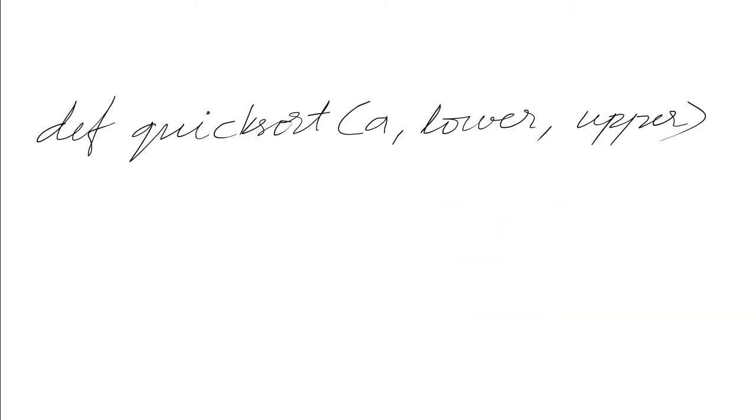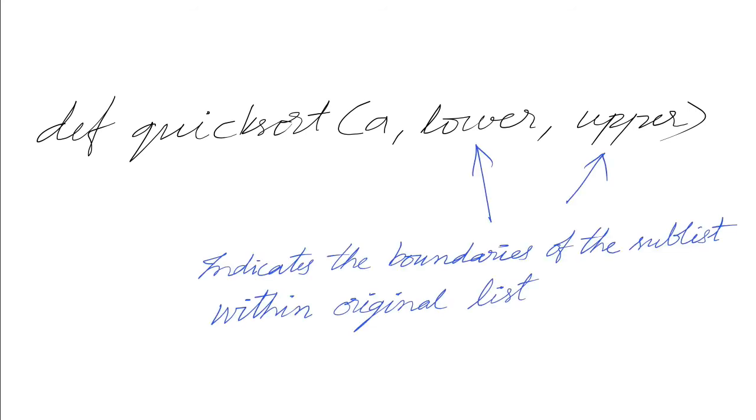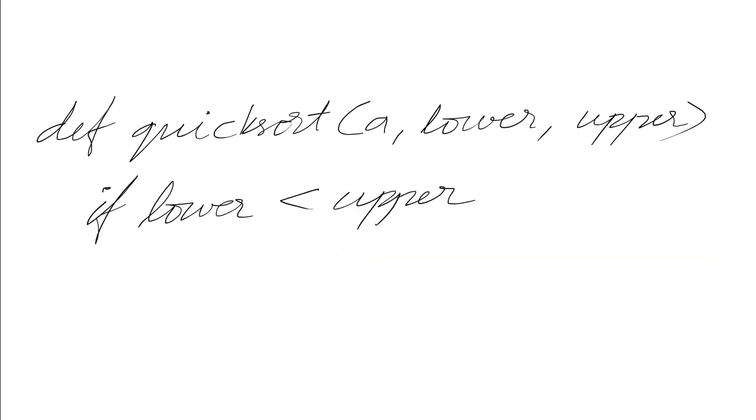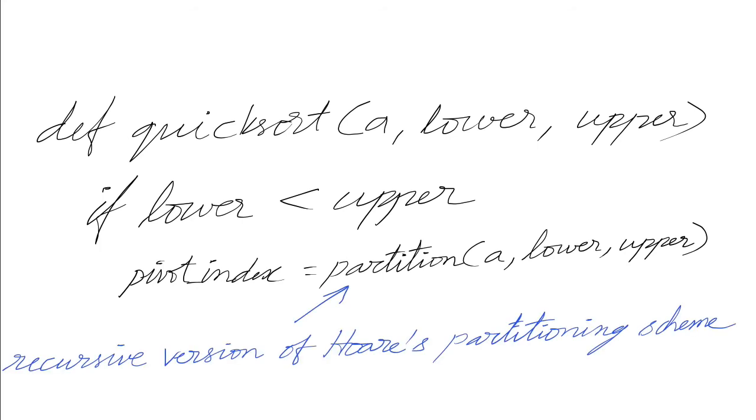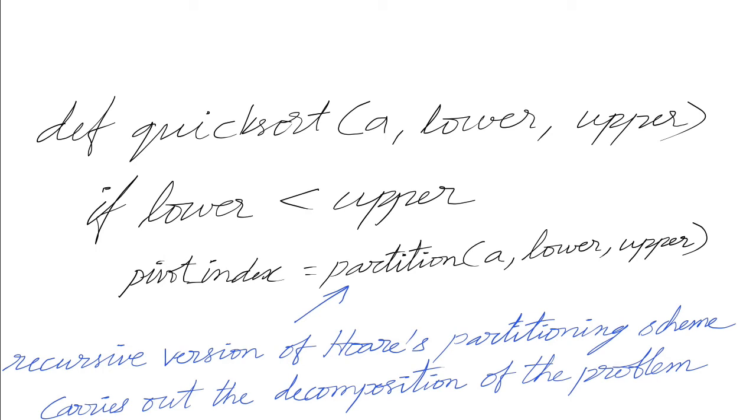Let's look at in-place quicksort. This takes 3 parameters: the array to be sorted, and lower and upper indices. If lower is less than upper, we find the index of the pivot by using a partition function. This is the recursive version of Hoare's partitioning scheme. We will assume we have the logic for this partition already available to us. This carries out the decomposition of the problem.